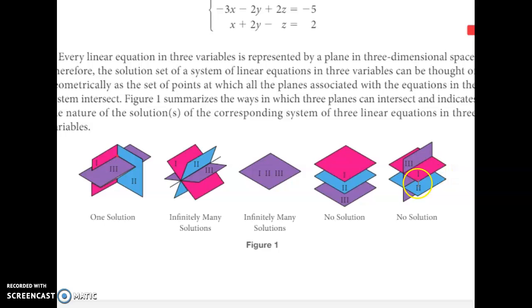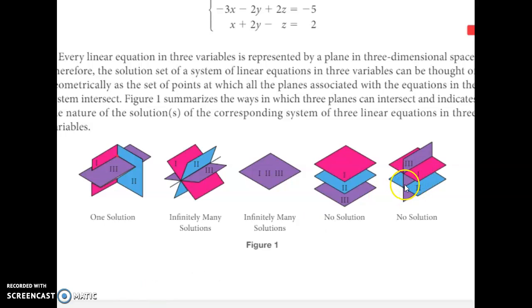And it could be that only two of them are parallel to each other and the third one somehow cuts through them. Again, it doesn't have to be perpendicular; any angle will do. At that point, we get an intersection line here for two of the planes, and an intersection line here for two of the planes.